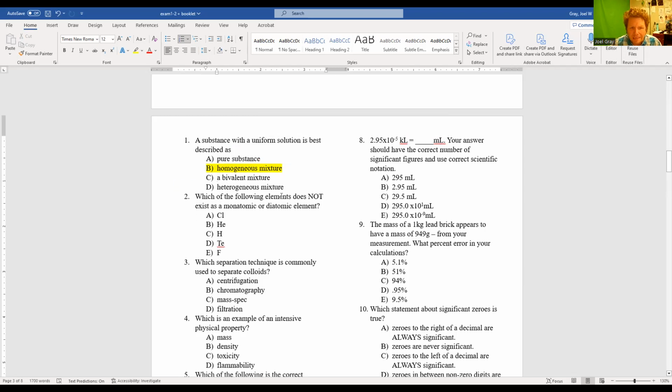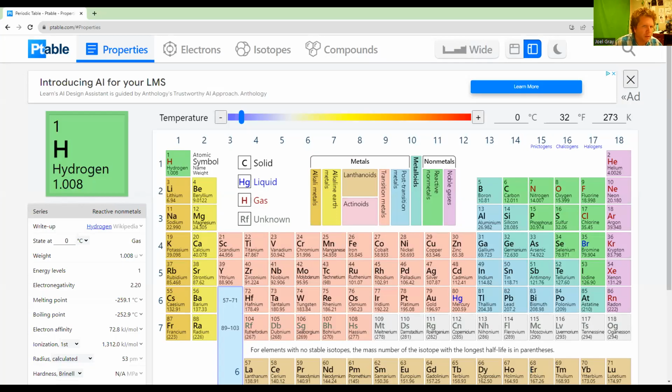Which of the following elements does not exist as a monatomic or diatomic element? Okay, so your monatomic elements that are most frequently observed are going to be your noble gases, whereas your diatomics are, if you look at the periodic table, which I'll pull up here, I always teach them as H. Broncliffe. That's a reference to my chemistry class that I took from Mrs. Jones in high school.